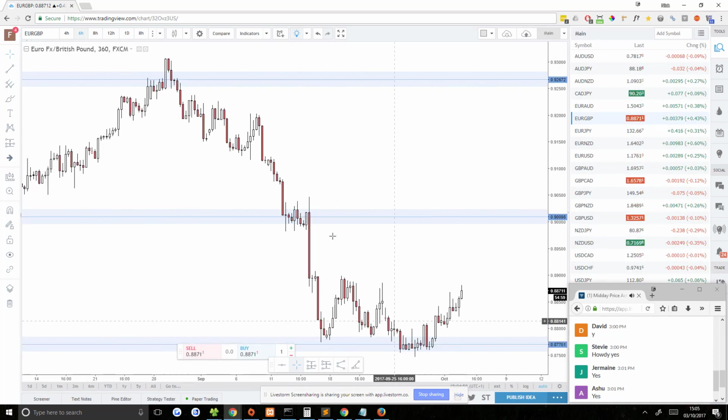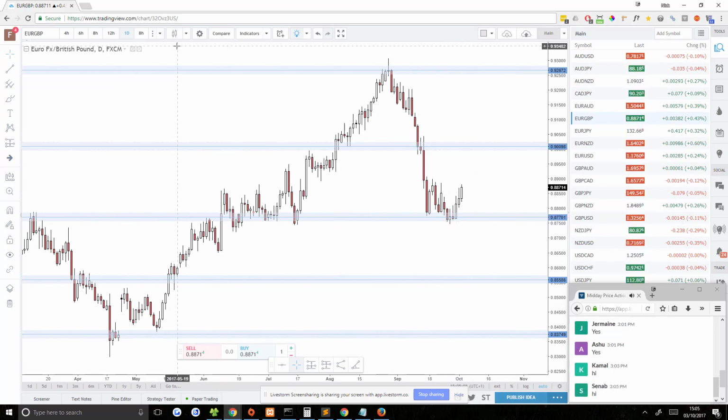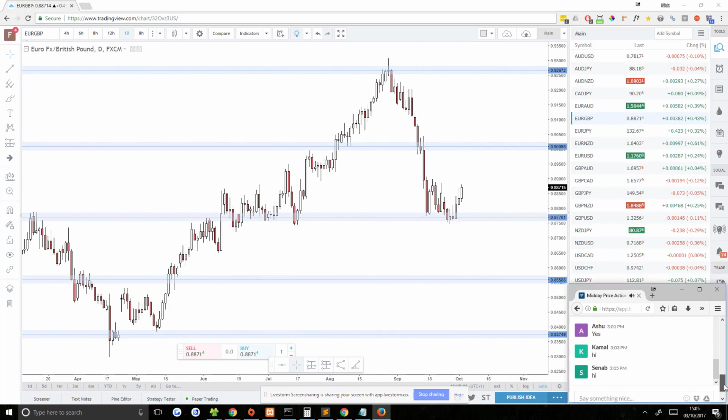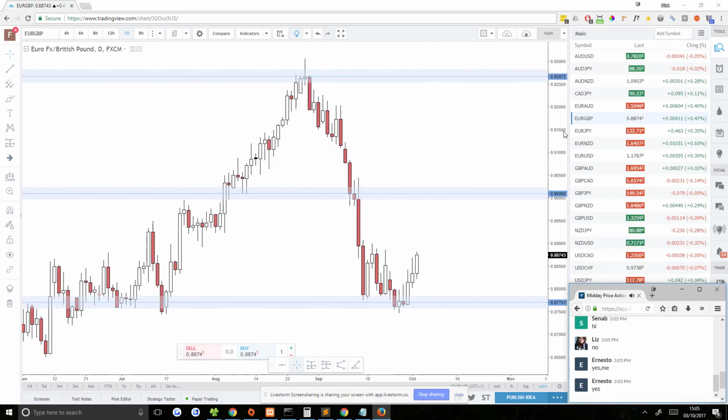Euro GBP is pulling away from the support area. Yeah, looks like a good move. Anyone long on that, by the way? I wasn't interested in taking a long here last week. I'm just curious if anyone else jumped in. Oh, you're in, Ernesto? Nice. Well, it looks like it's going well. Looks like it wants to break those highs, so hold on to it. That's good work there, Ernesto.